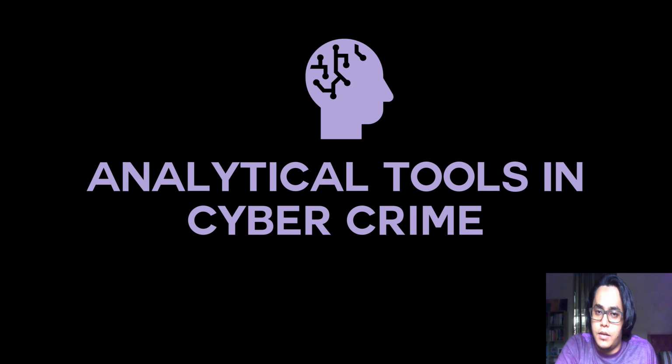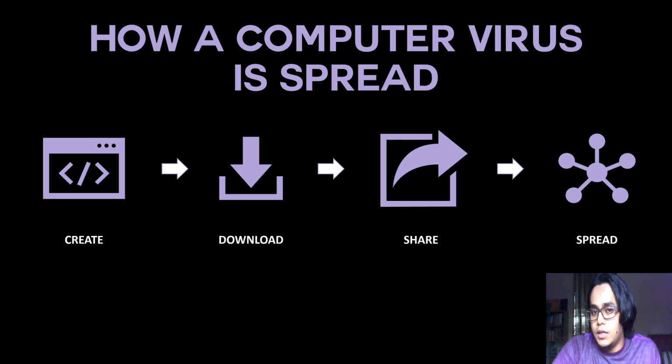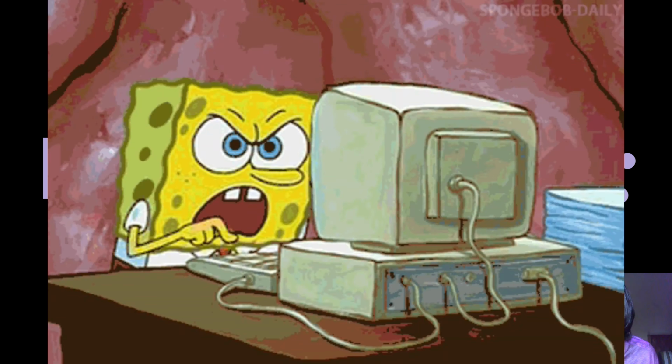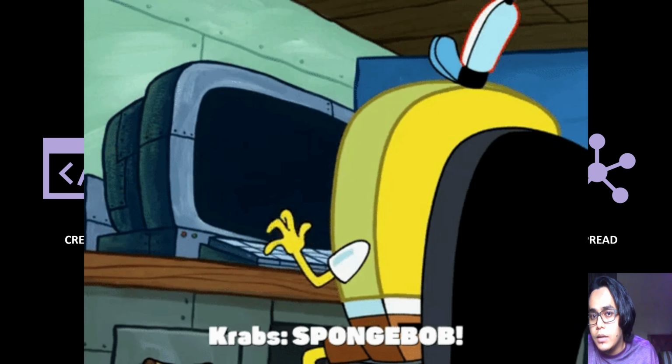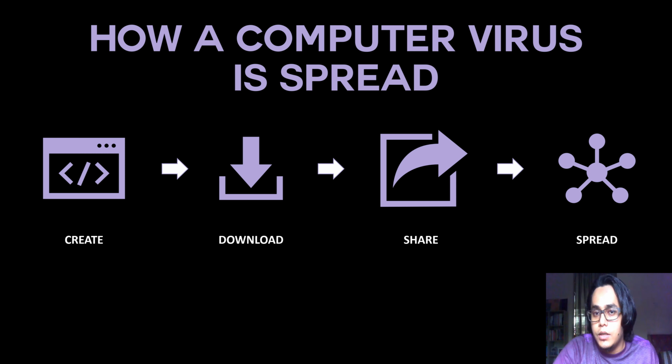Now, we go to analytical tools in cybercrime. But first, let me show you how a computer virus is spread. First, the hacker will create the virus and put it in a file or on a website. Then, the user will download it from the internet, containing the virus. Then, the user will share it with their friends, and the virus will spread through their email without their knowing. Till then, the virus will spread rapidly through the internet.